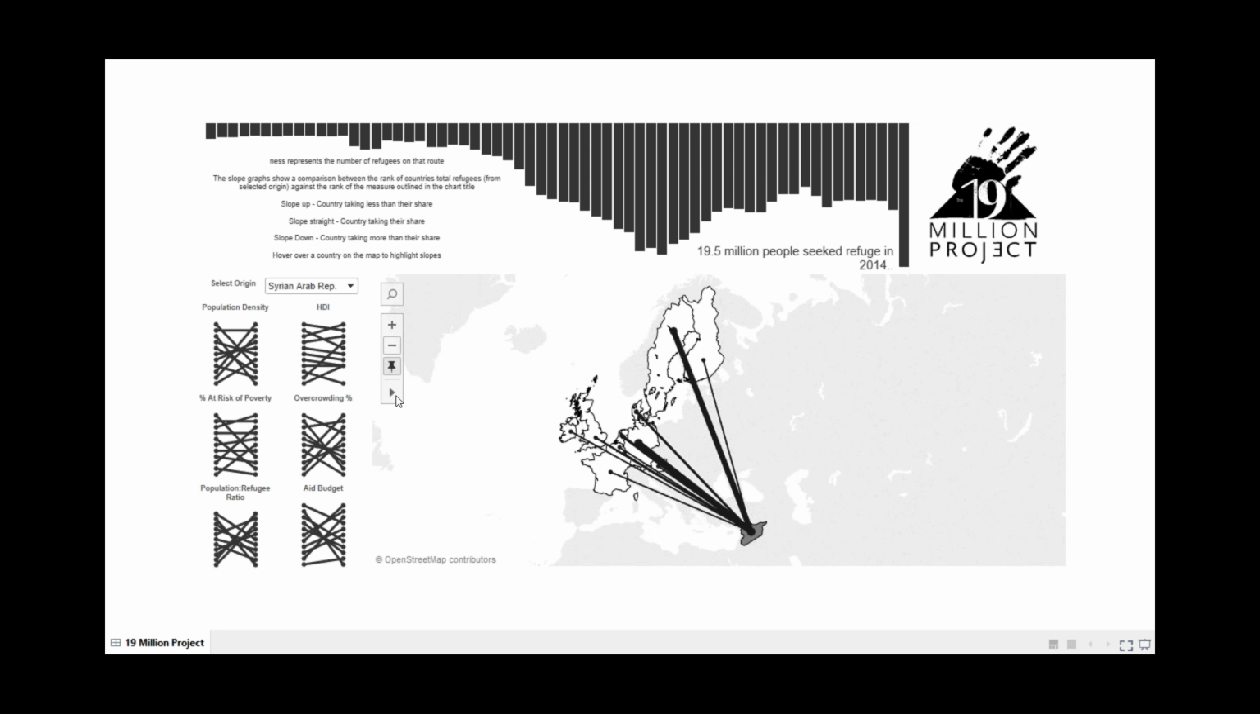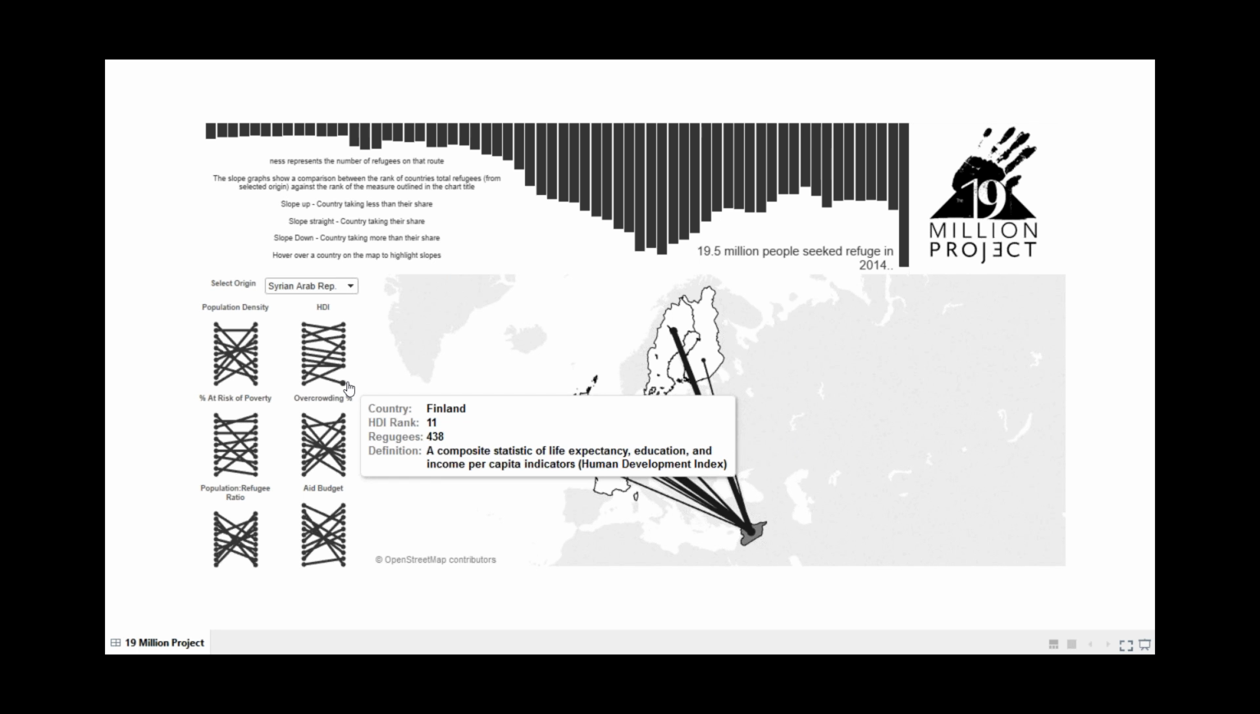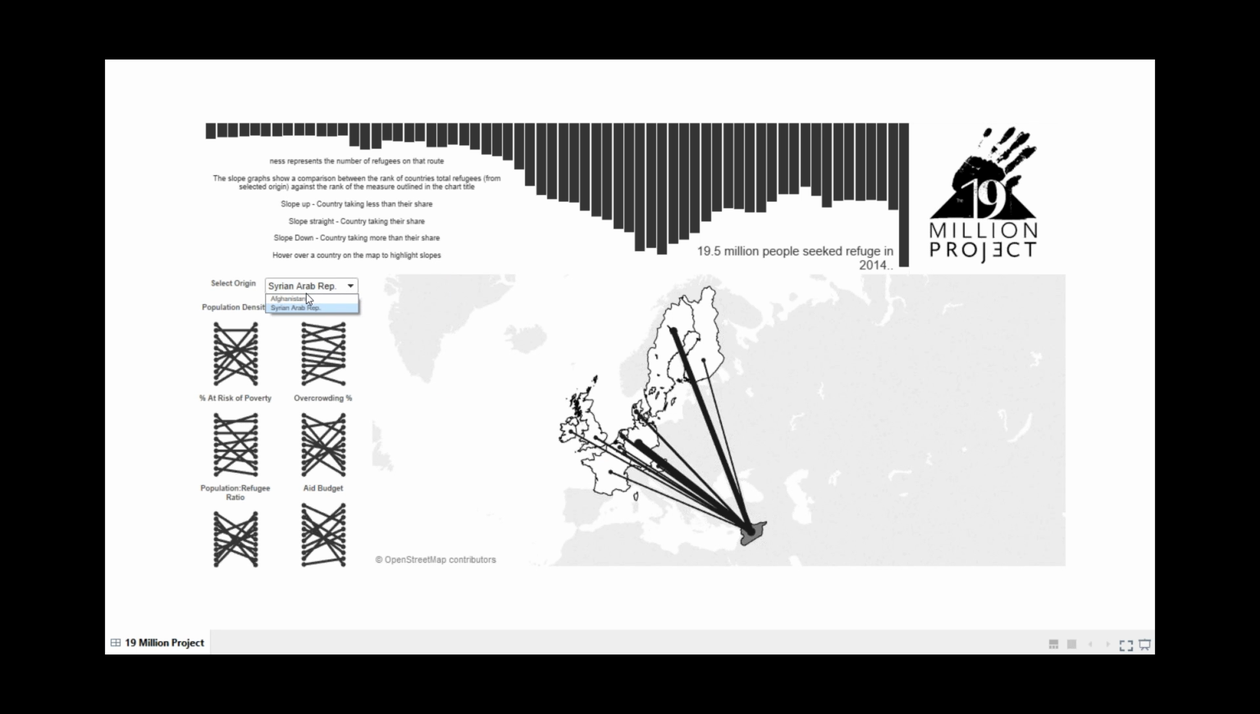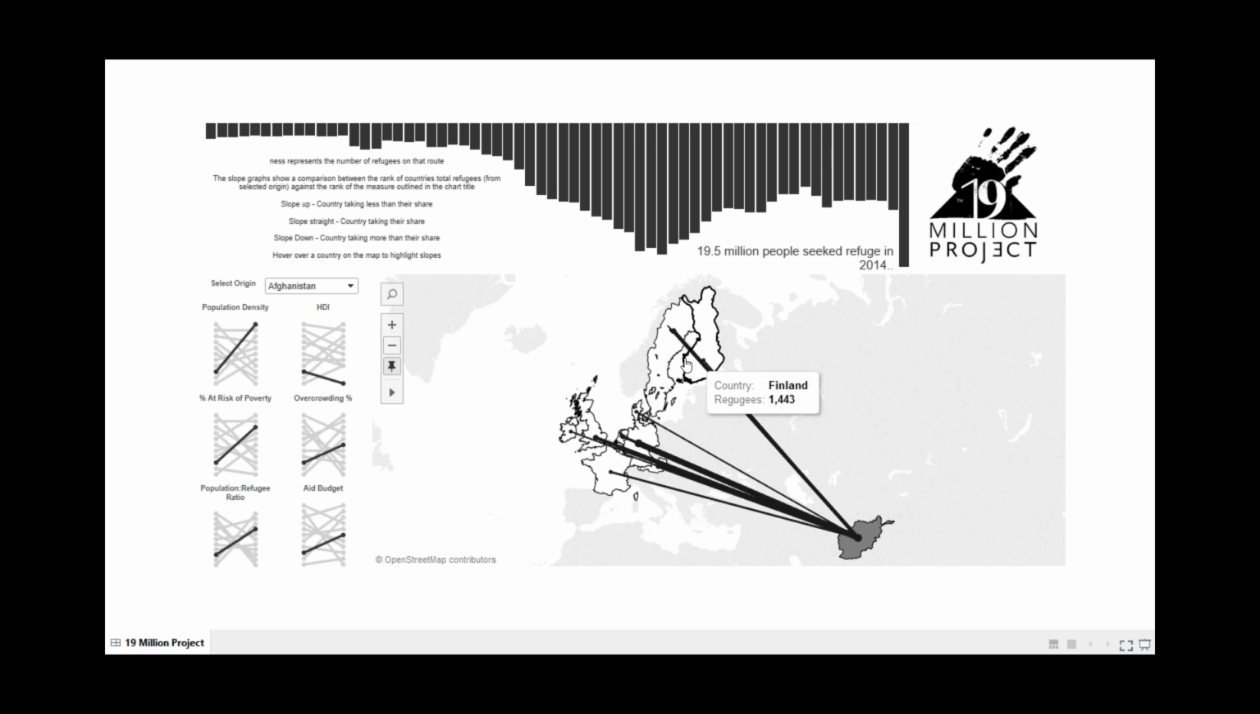One other feature that I added was that if you hover over this, it gives you the tooltip. So it also gives you a definition. People that don't know what HDI is, which is probably quite a lot of people, it gives you a definition of what it is. Good idea. And then again, if you wanted, you could switch to Afghanistan and do the same sort of things. So you just chose to focus on refugees leaving Afghanistan and Syria.